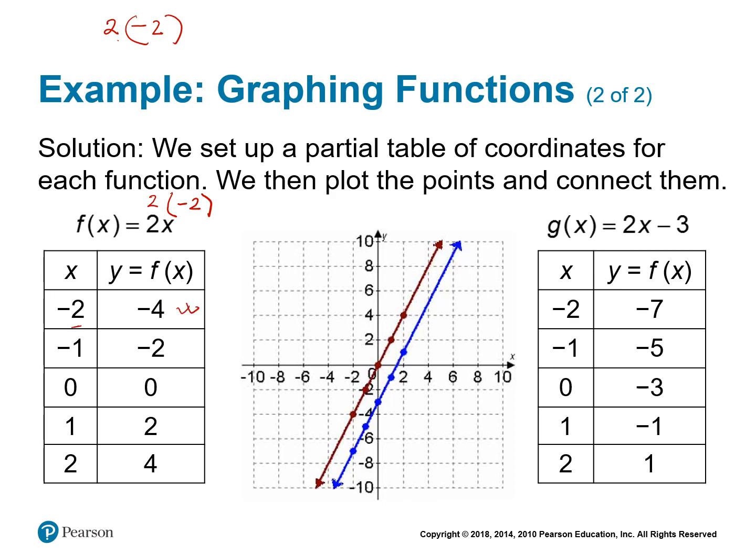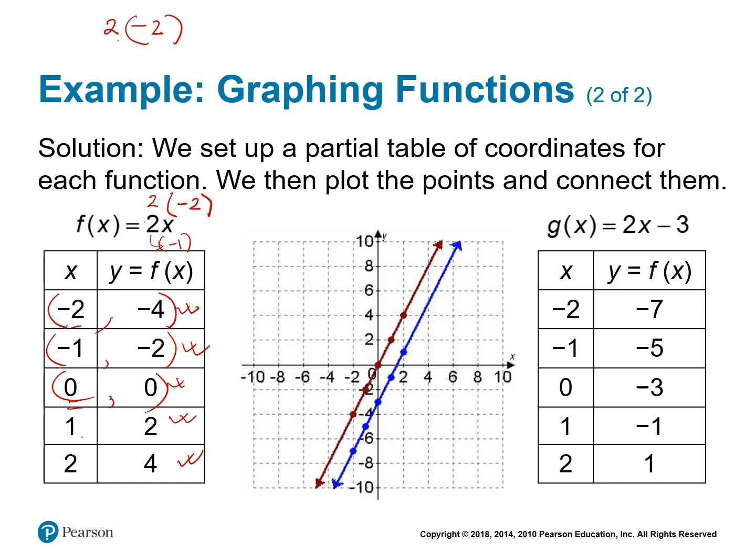The next value for x is -1. So 2 times (-1) is -2. That's how we get all the y values. When x is 0, 2 times 0 is 0. When x is a positive 1, 2 times 1 is 2, and then 4. So we get our ordered pairs here: (-2, -4), (-1, -2), (0, 0).